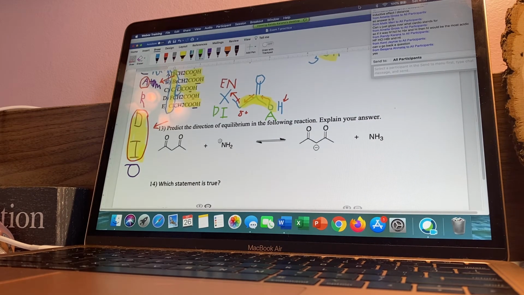So number 13 might be a little hard. Don't worry about the explainer answer. Just try to get the equilibrium arrow. And think about it. So just say if it's going to be favoring the right or if it's going to be favoring the left.